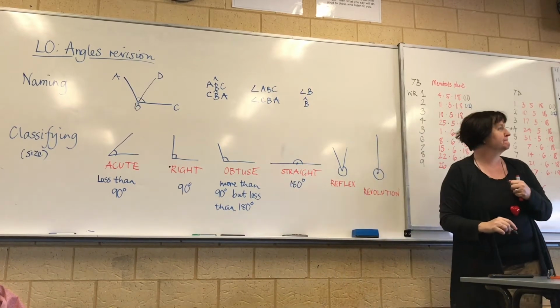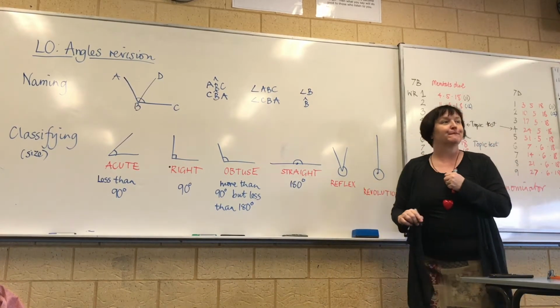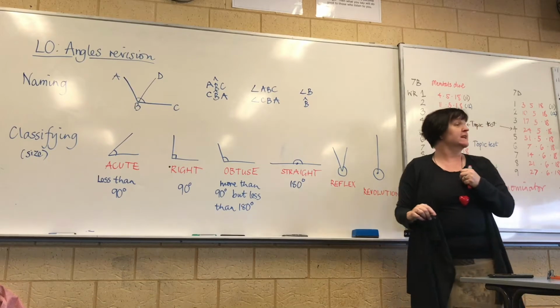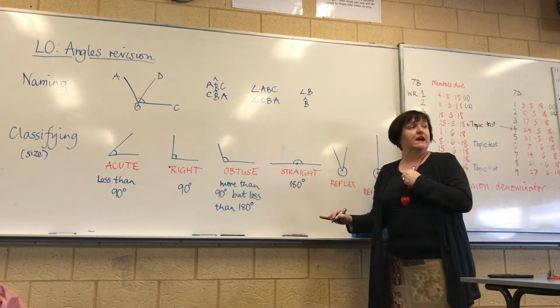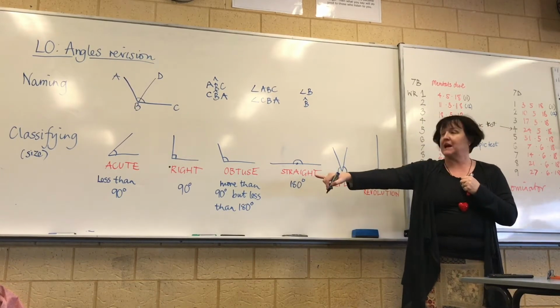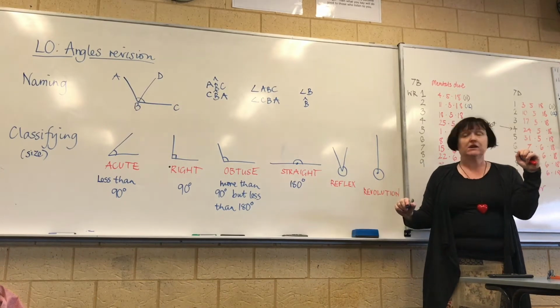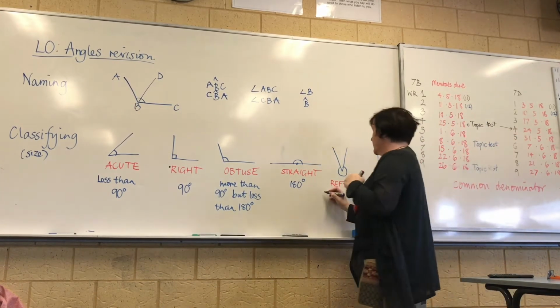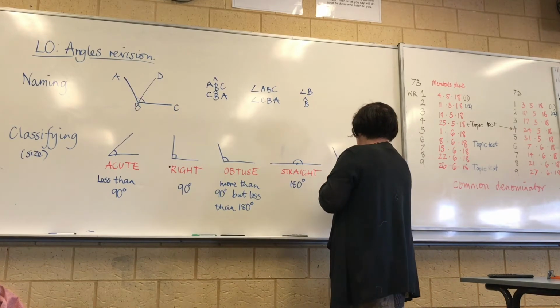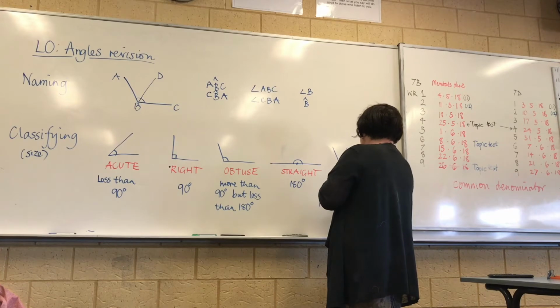Reflex. Montana? Right, look at how we've classified the obtuse angle and use that as a pattern. Louis? More than 180 but less than 360. Well done. More than 180, but less than 360.